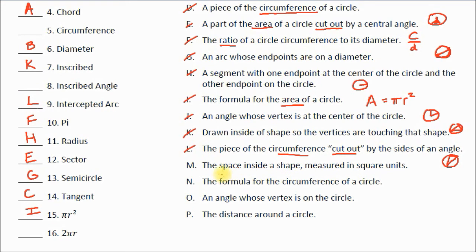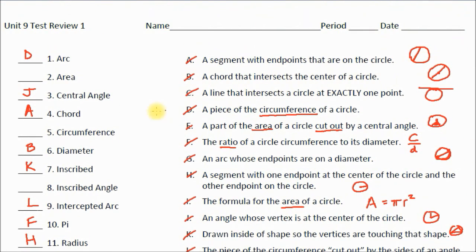Letter M, the space inside a shape measured in squared units. Well, you know, class, if we're measuring the inside or finding the inside of a shape, that is the area of a shape. So number 2 is M.